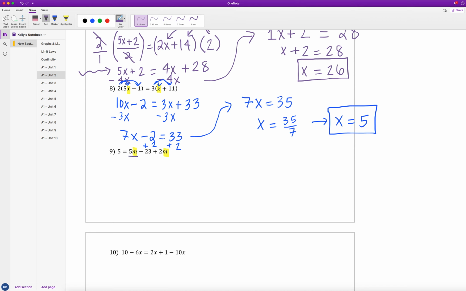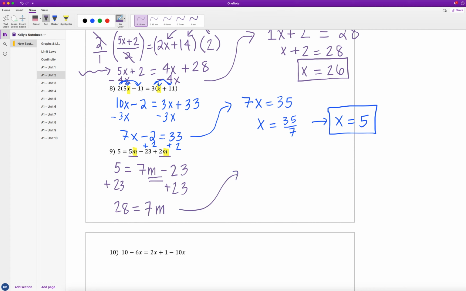On the right side, I can combine 5m and 2m together. So I'll get 5 equals now 7m, since 5m plus 2m will be 7m, and then minus 23 is still there because that is not a like term that I can combine with the 5m and the 2m. From here, I have combined the m's together, but I still want to isolate this variable, so I'm going to add 23 to the right side, which means I have to add 23 to the left side. So I end up with 28 equals 7m.